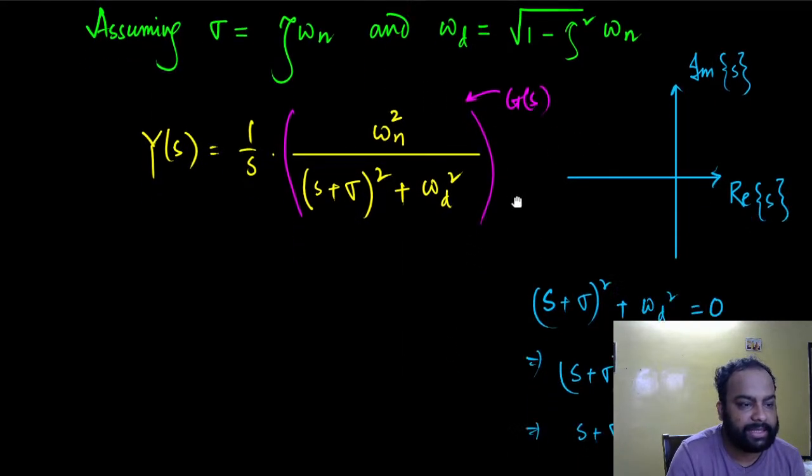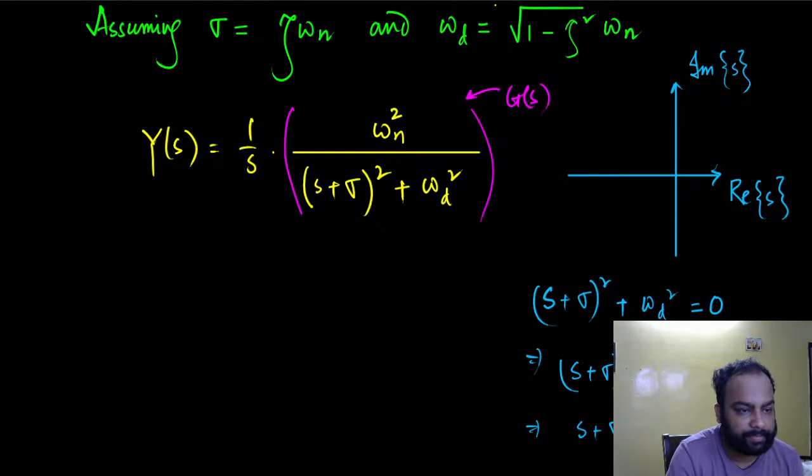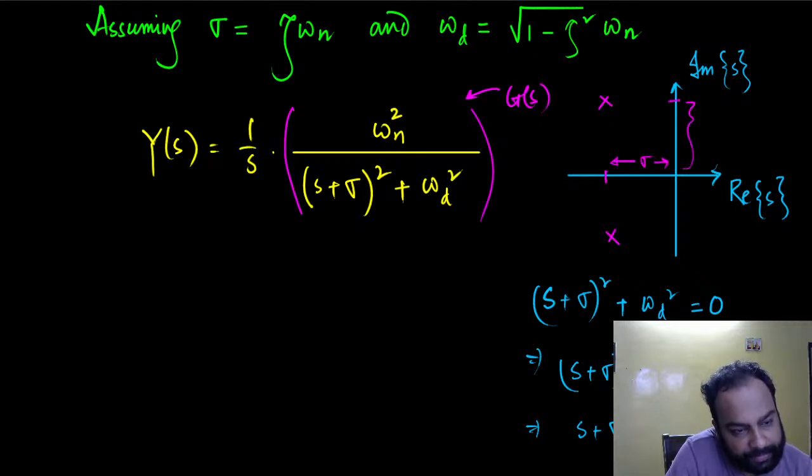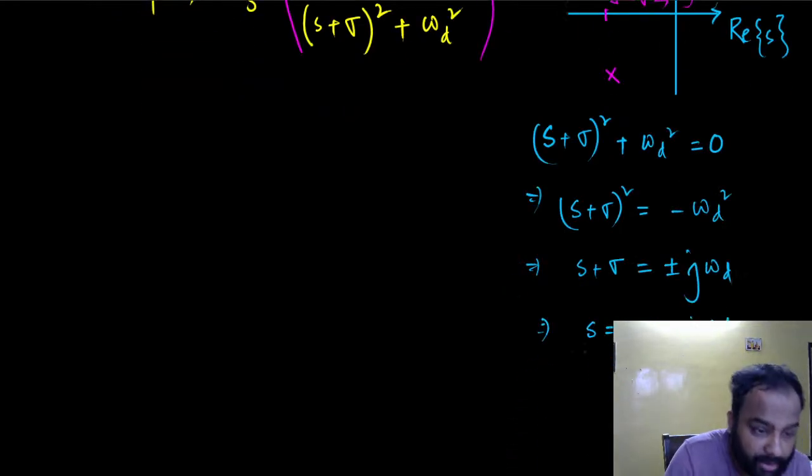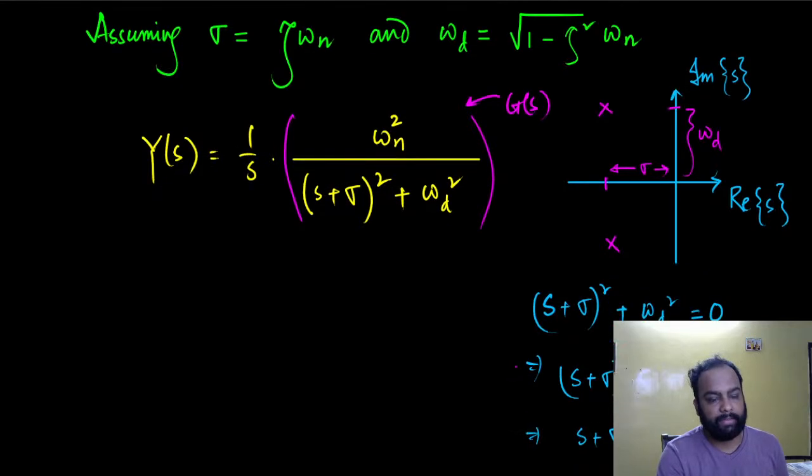So essentially these are denoting points here, somewhere around here, and somewhere around here. This distance is sigma, and this height is omega_d. So this is minus sigma plus j omega_d, and this is minus sigma minus j omega_d. Those are the locations of the poles in this one.